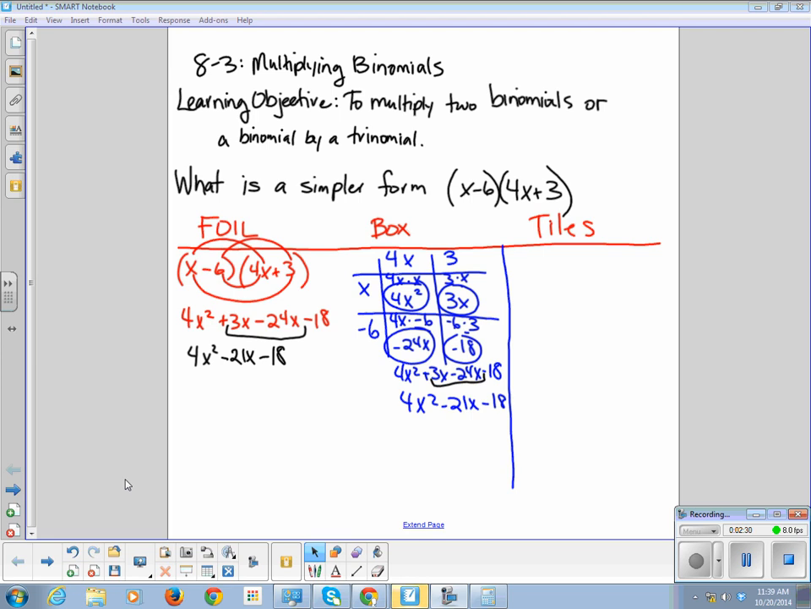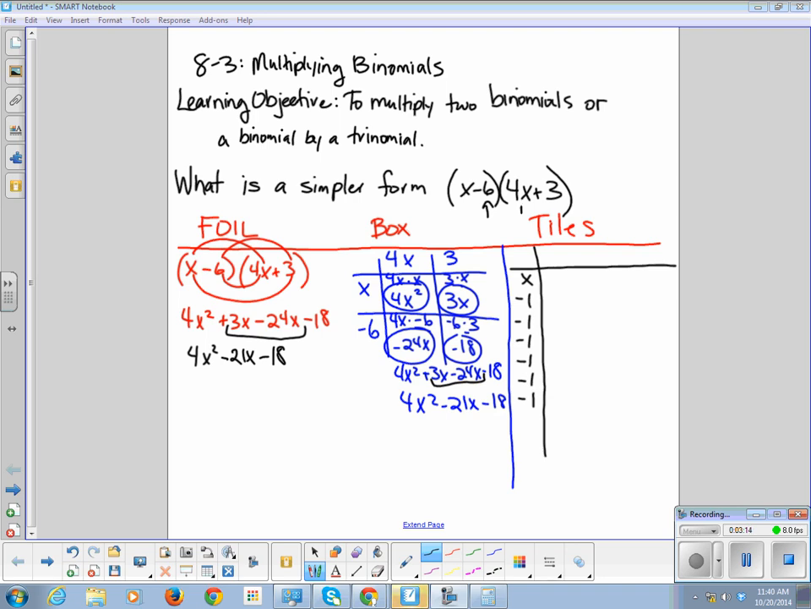All right, so tiles, when we do the tiles, we break things down into x's and ones. This happens to be my least favorite, but I'm not going to judge, it's okay. So in this scenario, I have my x, and I just have one of them. And then I have 6 negative ones. So we're breaking it down into x's and 1's.